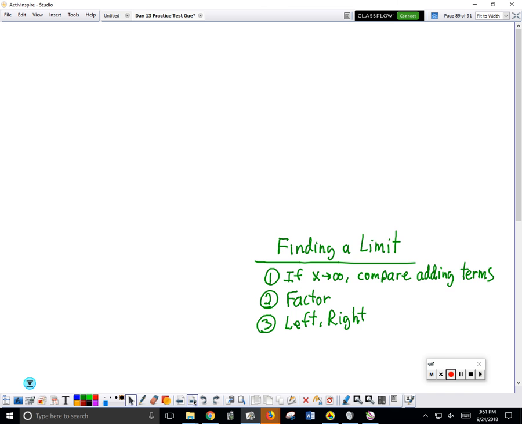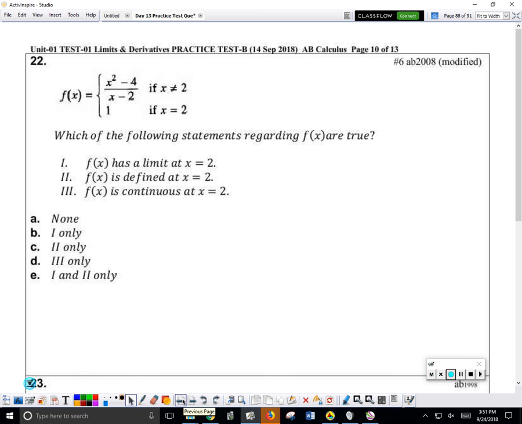Okay, so back to here. So what do I do first on this one? Based on that flashcard. Well, it's not approaching infinity, so you don't have to do that. So then factor. So someone tell me how it factors. Well, you can't factor the 1. Say it, Reese. x plus 2, x minus 2. There we go.